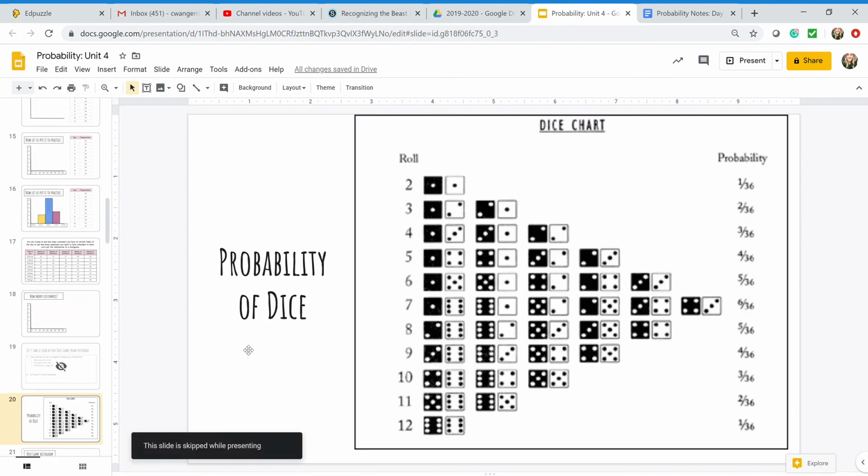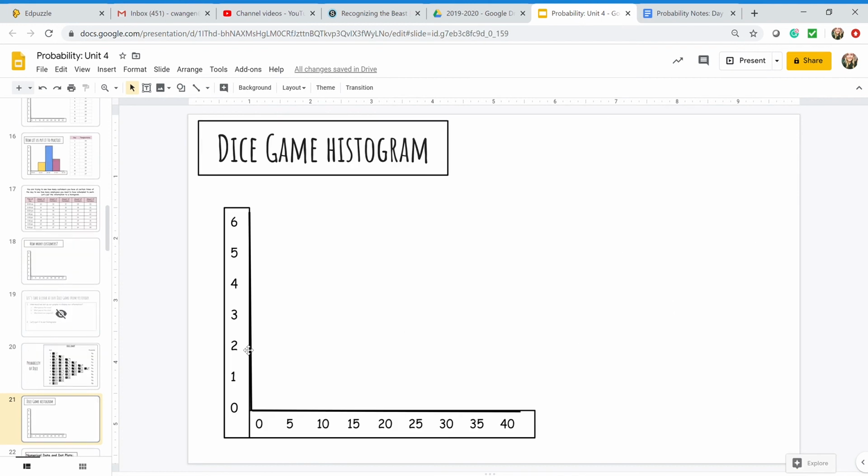All right, so the very last thing you're going to do is go ahead and scratch off the dice game histogram. Don't worry about that, just cross it off. Obviously, we're not together to play the game. If you want to do this on your own for extra practice, and if you have some dice, you can play with a sibling or do this for yourself. Feel free to do so. Otherwise, you do not have to do this.